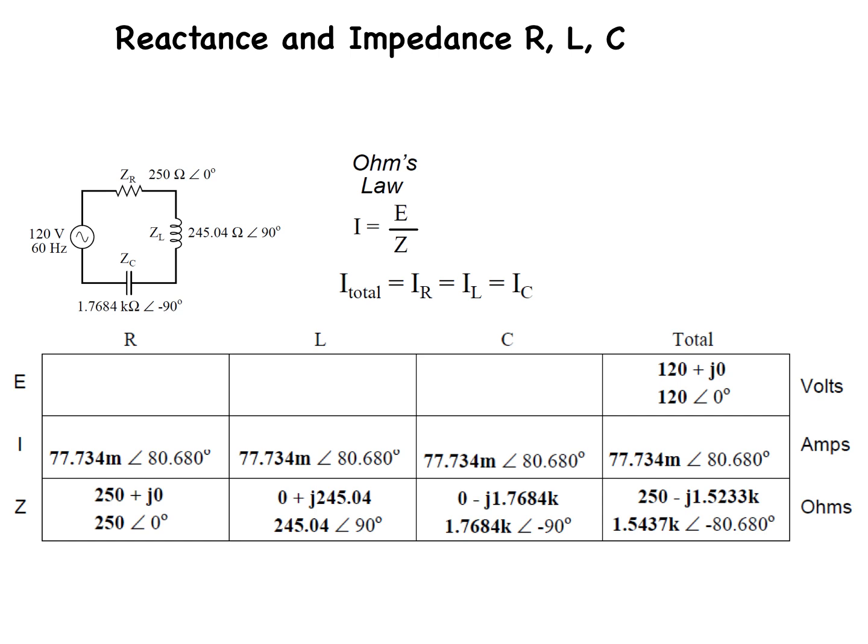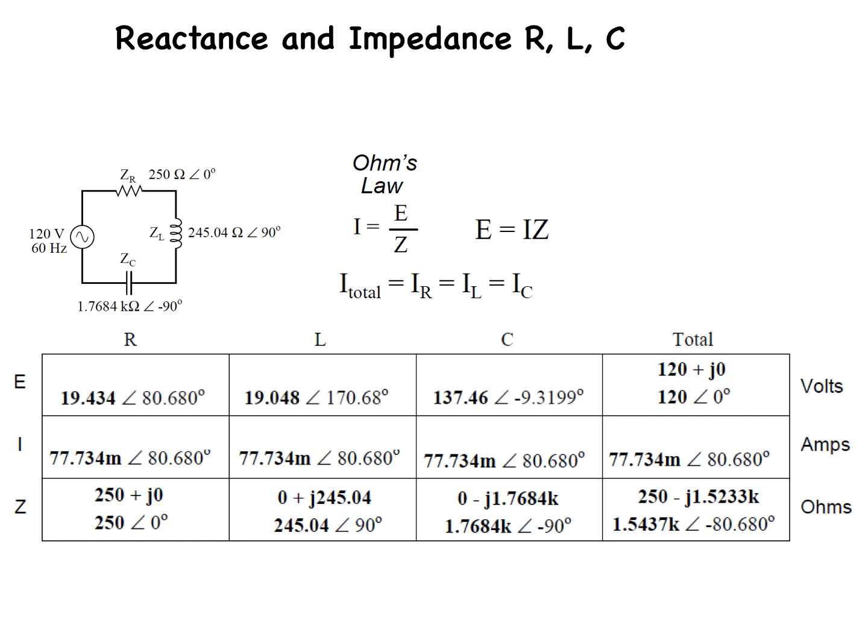And we know that it's a series circuit, so the current through each element is the same. So we can fill in those boxes just by repeating what is the total current for the circuit. And then the calculation for the voltage drop across each component in the circuit is, again, just using Ohm's law. This time, E is equal to I times Z. And again, it's phasor notation.